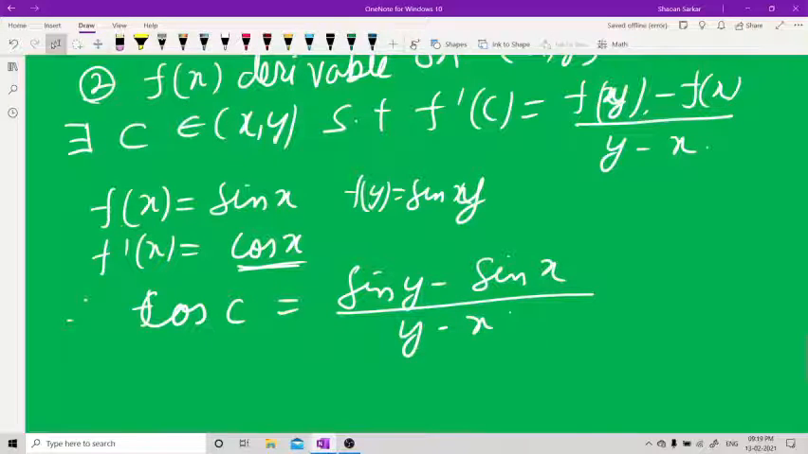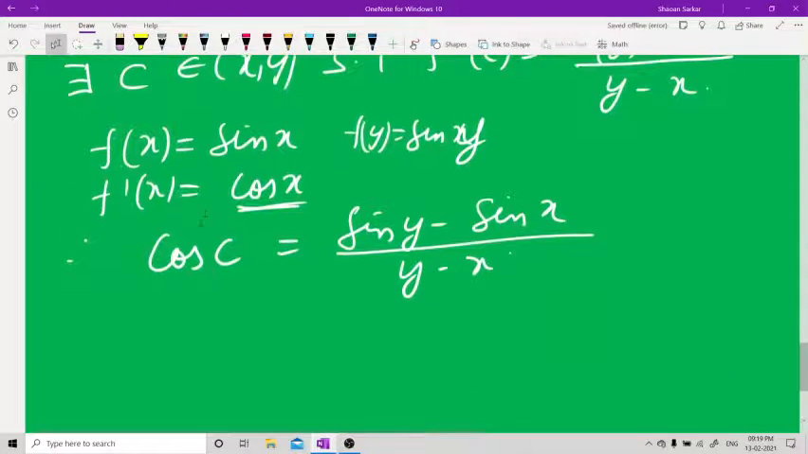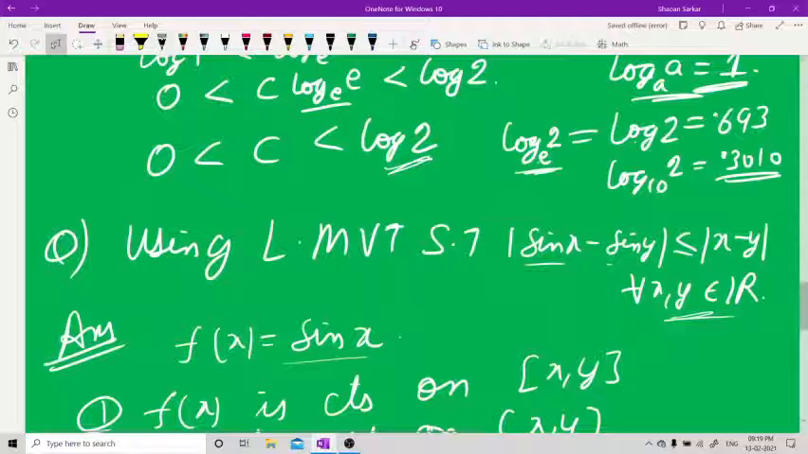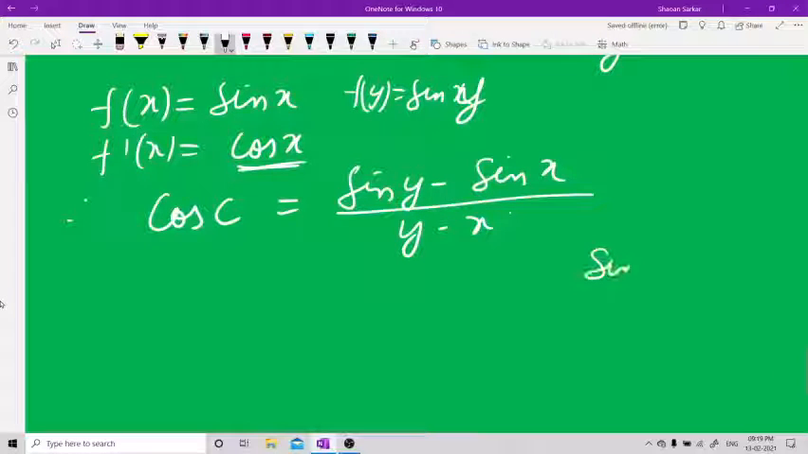Now I have to show this thing: mod of sin x minus sin y is less than or equal to mod x minus y. So let me tell you one thing. Sin x is always between plus 1 and minus 1. Cos x is also between plus 1 and minus 1.